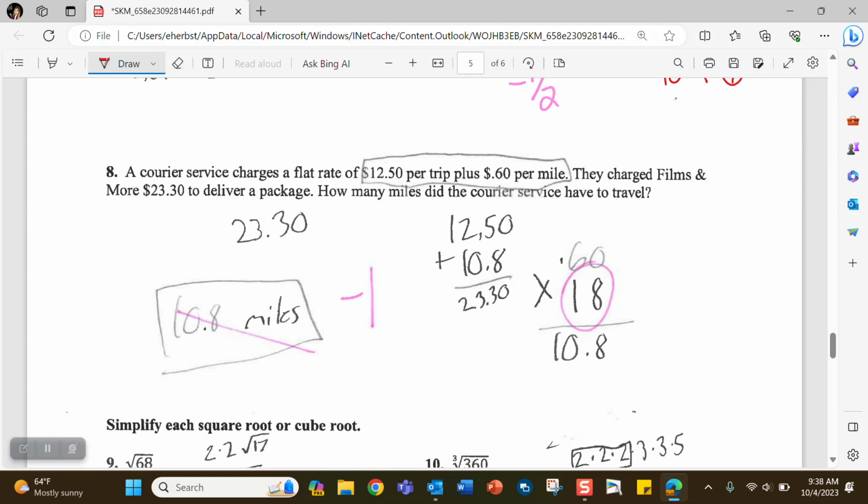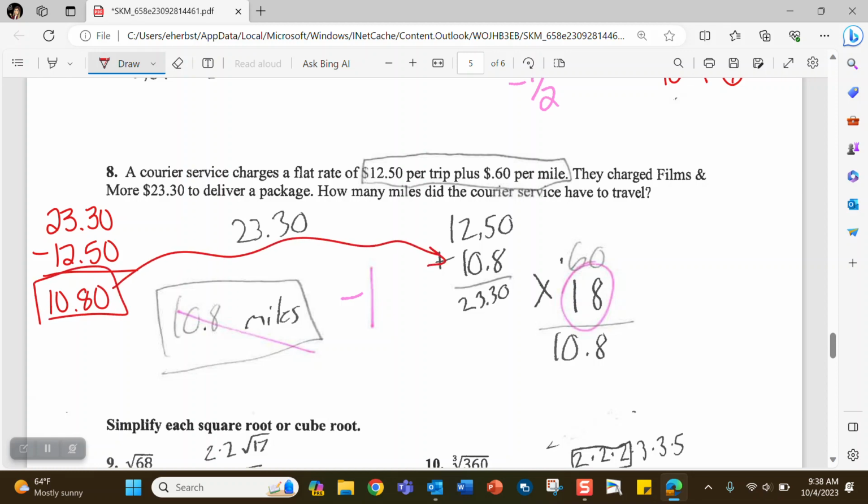So I think the first thing that you did, although I don't see it on your paper anywhere, is you took $23.30 and you subtracted $12.50. Taking the total cost to deliver minus that flat rate that I'm going to have to pay no matter what is $10.80. And I can see that here: $12.50, the flat rate, plus $10.80 is $23.30. So basically, what are we saying here? I have this flat fee of $12.50, and I have $10.80 worth of travel. That's 60 cents per mile up to $10.80.